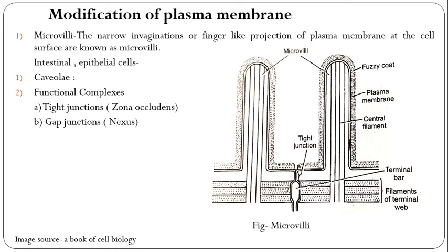In intestinal epithelial cells, a dense mat of delicate branching tangled filaments covers the fuzzy coat. See in the diagram, the first layer is the fuzzy coat, then the plasma membrane, and the central filament. These are two microvilli, and in between two microvilli there is the tight junction. Then next is the terminal bar, and the lower part is the filamentous terminal web.